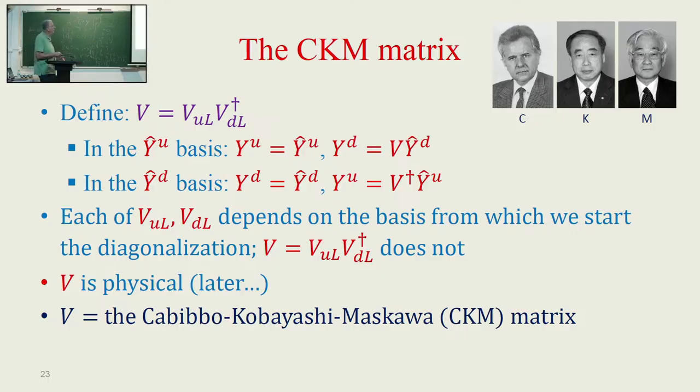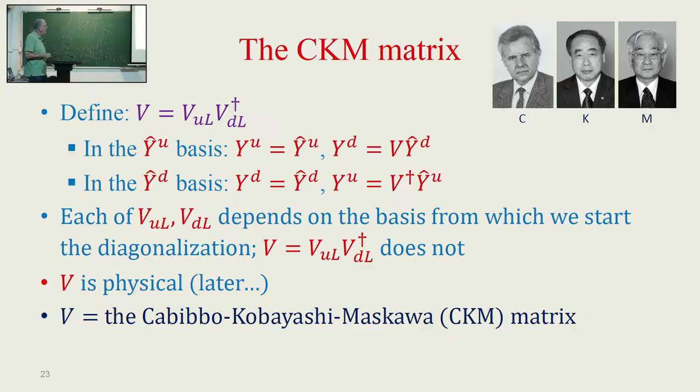It's a short proof, but I will not do it now, which tells us that maybe this combination has physical significance. If it's basis independent, something invariant, then there is a chance that it is physically observable. Now it has some interesting features. For example, in the up mass basis, the down Yukawa is this matrix V times the down diagonal matrix. In the down mass basis, the up mass matrix is V dagger times the diagonal up Yukawa. So it plays this role.